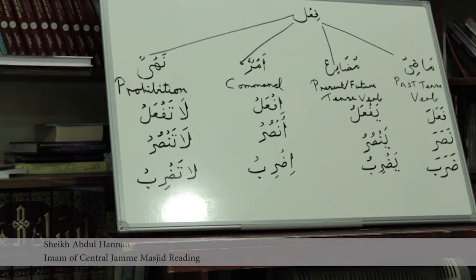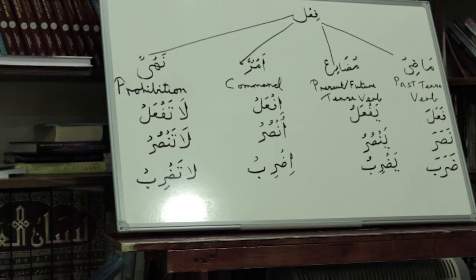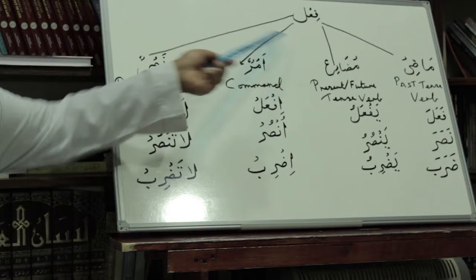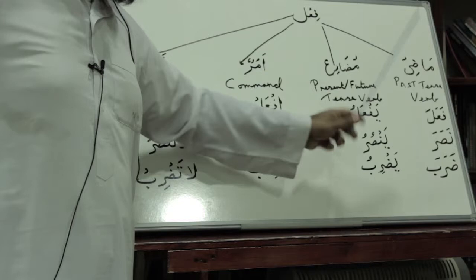Although we won't go into it in detail, maybe in the next book we will start to delve into fi'l and the different types of fi'l and how it's formed, etc. So fi'l is a verb that can be divided into four branches. So you have mazi. Mazi means past tense verb, meaning something that's done in the past.